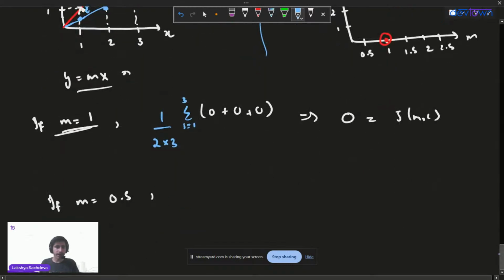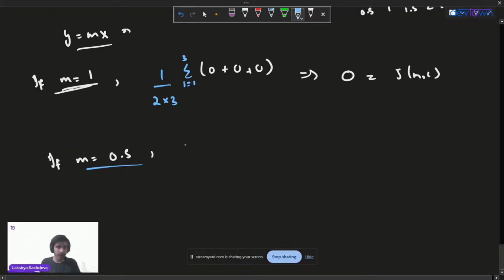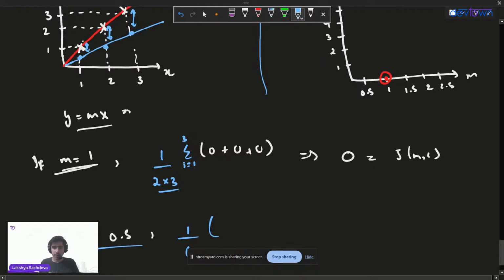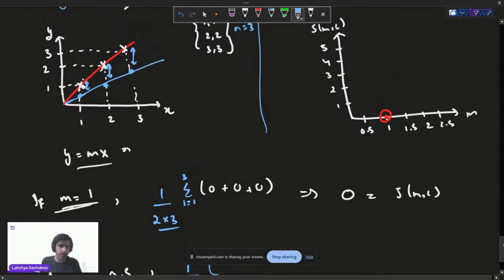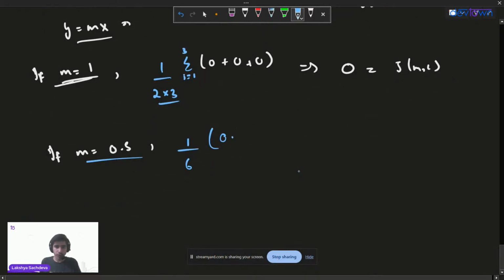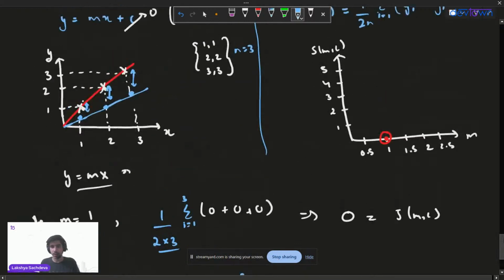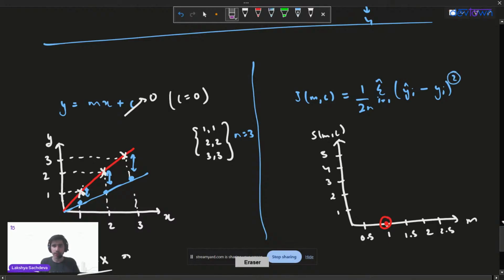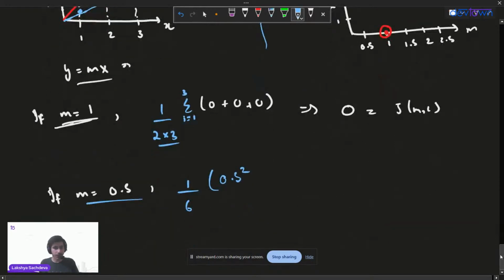Sir, what if we try to find the cost function in the case of m is equal to 0.5? So the cost function will be 1 upon 6. Sir, how do we get this 6? 2 into 3, we got the 6. Now we have to sum up the errors. In the first case, we can see the error is 0.5. So we will take 0.5 square. Why square? Because it is written square in the formula.